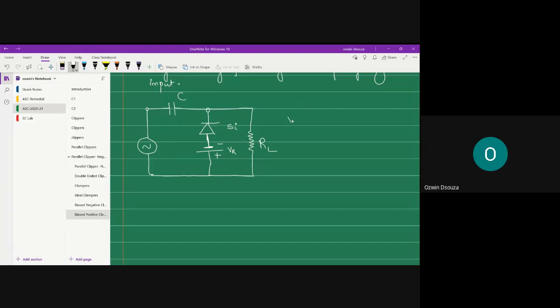So let us define certain things. Let us take the time constant of the circuit, tau, as the product of RL into C, equal to very high. This is what is required for a successful clamper operation. Now let us look at the charging cycle. It is pretty easy to identify the charging cycle.